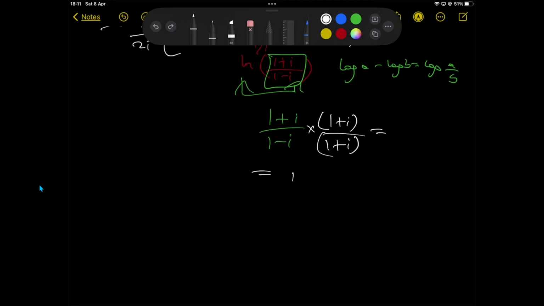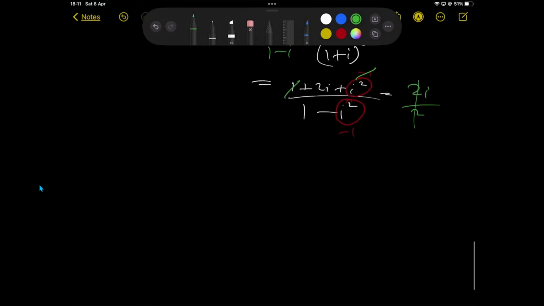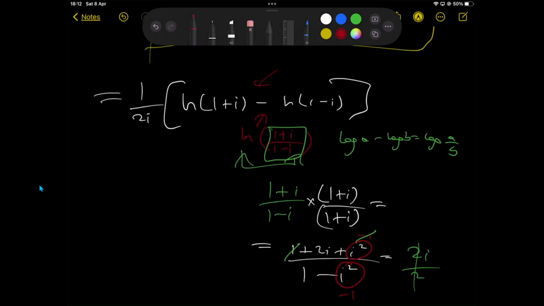1 squared plus 2 times i times 1, which is 2i, plus i squared. And on the bottom you end up with a difference of 2 squares: 1 squared minus i squared. And i squared is minus 1. So on the top we get 1 minus 1, which is 0, and you're left with 2i. And on the bottom you get 1 minus minus 1, which is 2. The 2's cancel out, you're left with i. So therefore, the integral equals f of 1, which equals 1 over 2i ln i, because all of this here, we rewrote it as this, and this happened to be i.